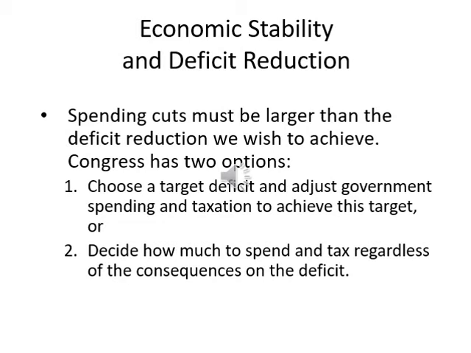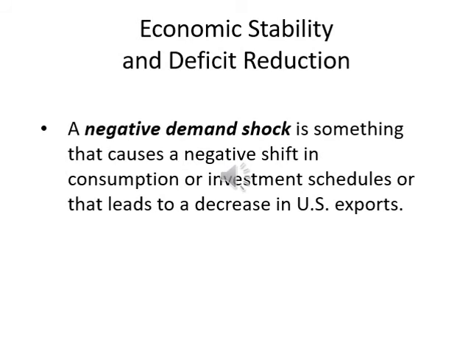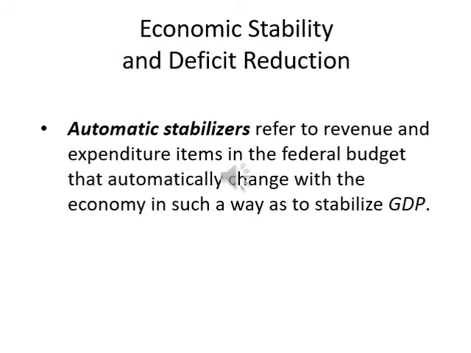A negative demand shock is something that causes a negative shift in consumption or investment schedules or that leads to a decrease in U.S. exports. Automatic stabilizers refer to revenue and expenditure items in the federal budget that automatically change with the economy in such a way as to stabilize GDP.